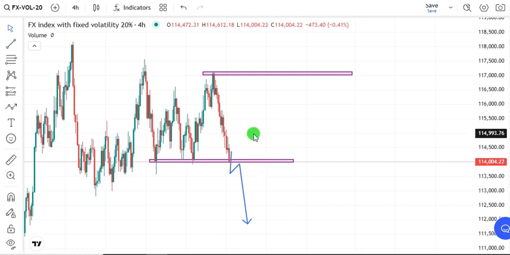So here's my analysis on FxVol. I'm more on the bearish side for today. So that said, it's going to be the end of analysis on our synthetic markets: Break, the Pain, the Flip, and of course the FxVol.